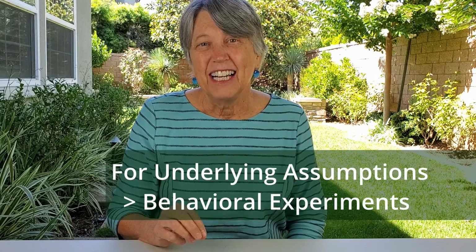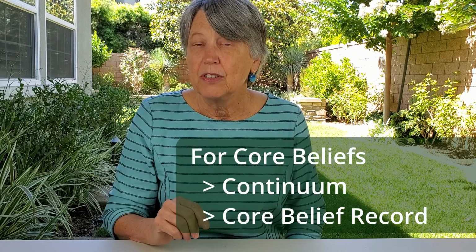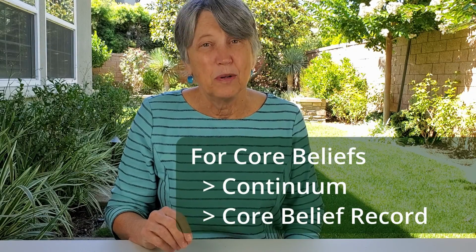Remember, there are 3 levels of thought, and different interventions are ideally suited to test each of them. For automatic thoughts, we want to look for evidence in specific situations. For underlying assumptions, we want to do behavioral experiments and see if the if-then predictions come true. And for core beliefs, we want to test these out using a continuum and a core belief record.